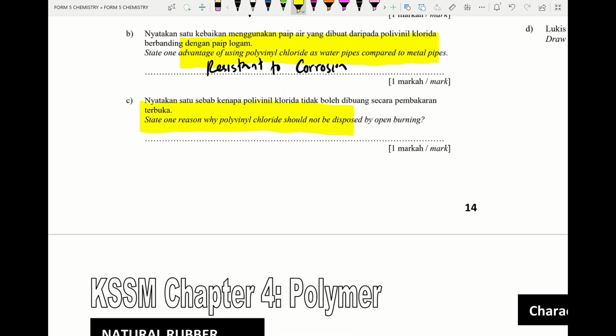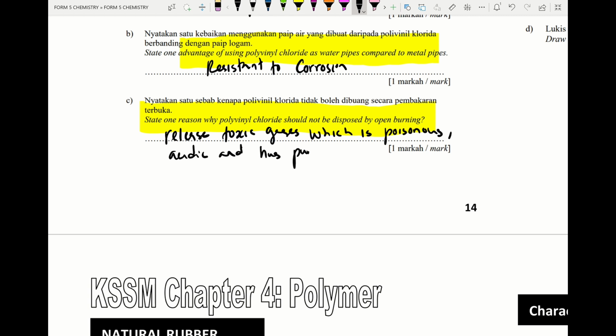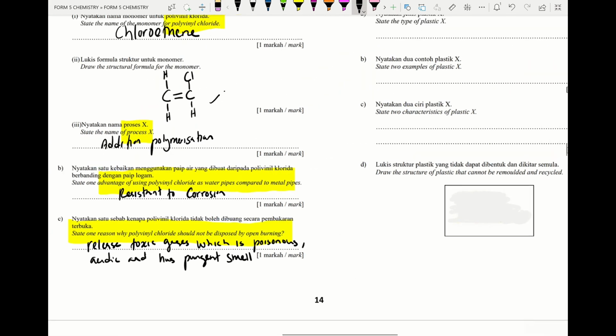Alright, now we try to go for question number C. State one reason why polyvinyl chloride should not be disposed of by open burning. So this open burning of polyvinyl chloride can release toxic gases, which are poisonous, and also acidic with a pungent smell. So this can cause various environmental pollution like greenhouse effect, acid rain, like that. All right, so we move on to the next question.